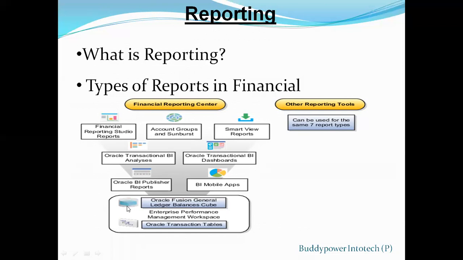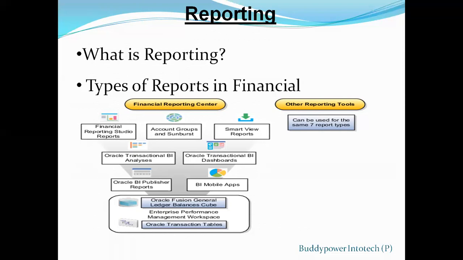Then there are the account groups and sunburst. Now, what does this kind of report mean? See, the account groups are used to monitor key account information in GL. GL meaning general ledger. See, when a user creates an account group, it becomes visible in the financial reporting center, right?